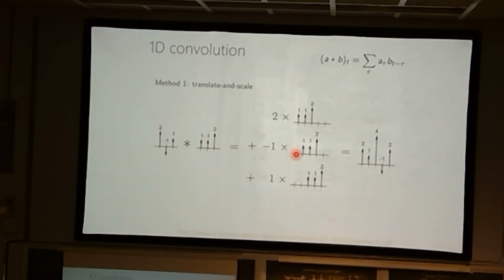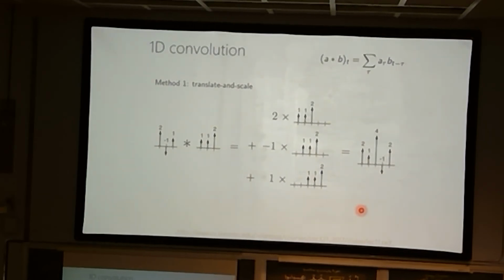Here you see it's been moved over once. Here it's been moved over twice. And then you multiply it by a scalar, and the scalar you multiply it by is, in this case, the first element, in this case, the second element, and in the third case, this element. Then you add these all up, and you get this. So it's not very intuitive, but at least visually you can see that that's one way to compute it.